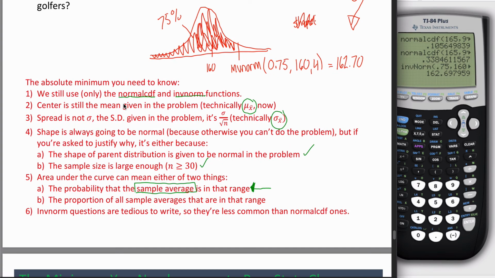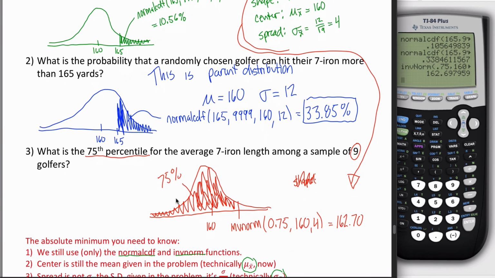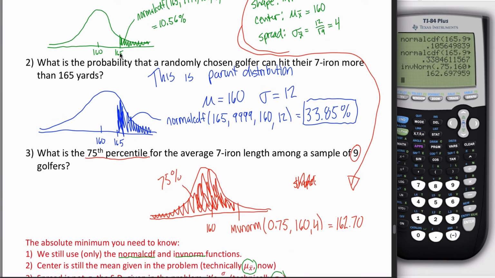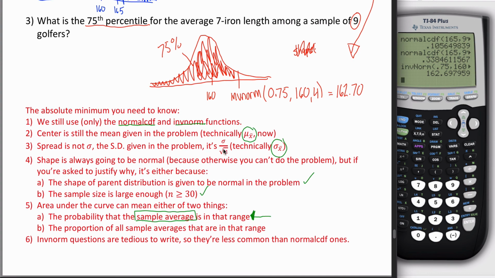If you see a problem that's really easy to write, like what is the probability that, or what proportion of golfers blank, then it's going to be a normal CDF question. So keep that in mind. If it's asking you for the distance, not the area, then it's going to be inverse norm. I think that's all that I have on the sampling distribution.